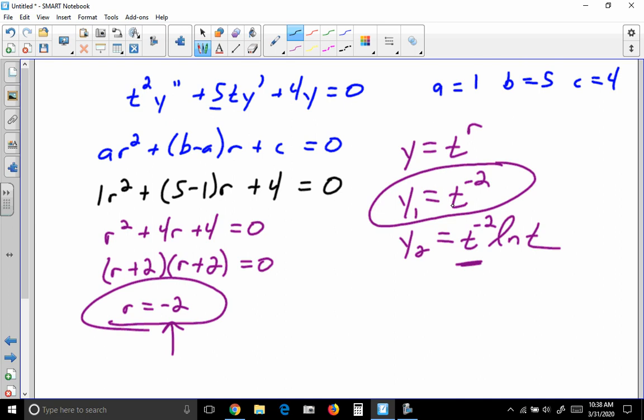If r is a double root, we get one solution, t to that power, we get another solution, t to that power, and to get the second independent solution, we pick up a natural log t.